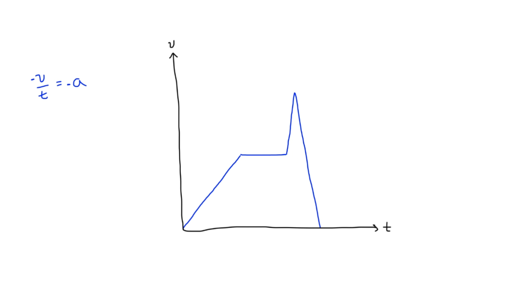Now, unlike a displacement time graph, there's another aspect of a velocity time graph that we can look at to get a value. So if we go back to our other equation that we had for velocity, where velocity equals displacement over time, we multiply both sides by time, and we see that displacement is equal to velocity times time.